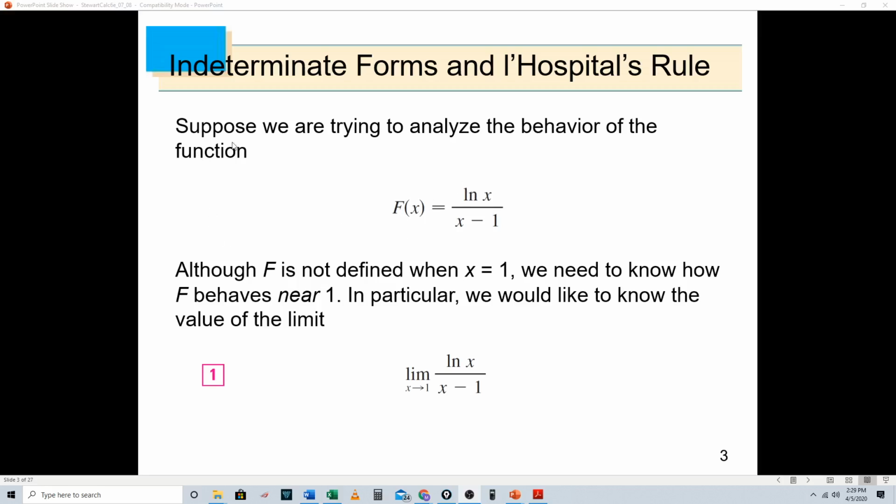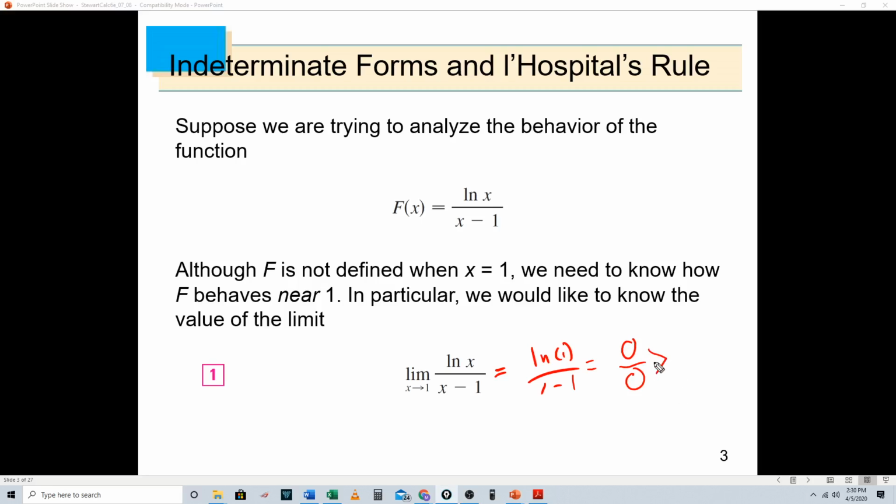Okay? If we wanted to find the limit of a function at a certain point, but the problem is that plugging in the limit doesn't give us a specific solution. For example, if I find the limit of this function, what I normally would do is plug in 1, right? The natural log of 1 over 1 minus 1. That gives us 0 over 0, because the natural log of 1 is 0, and 1 minus 1 is 0. So this gives us a situation where I have 0 in the numerator and the denominator.